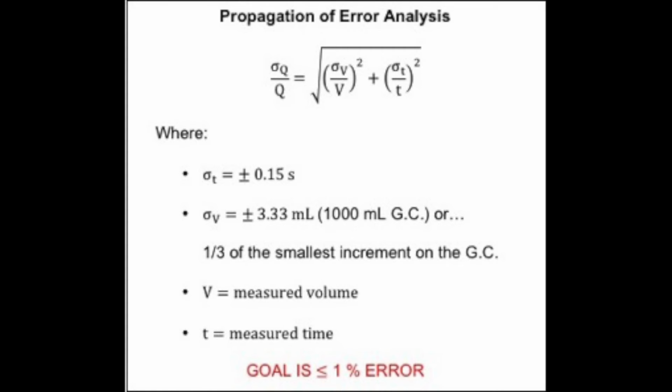You will also perform a propagation of error analysis for the experimental determination of flow rate. With this analysis, you will choose the method of data collection that will give the lowest percent error in flow rate, the ultimate goal being less than or equal to 1%.